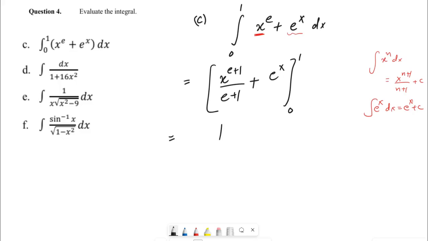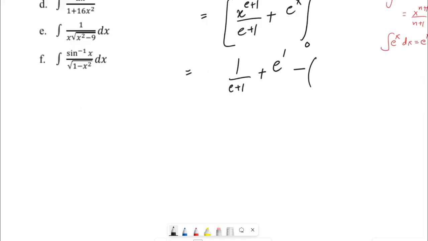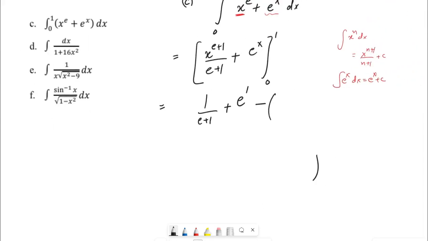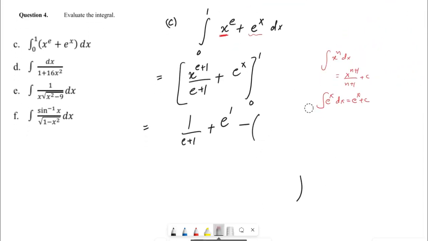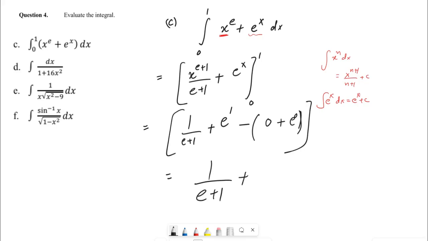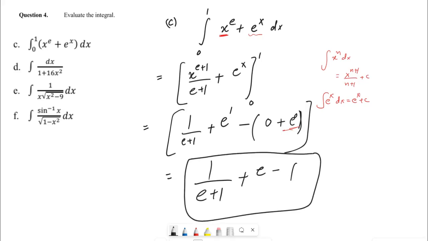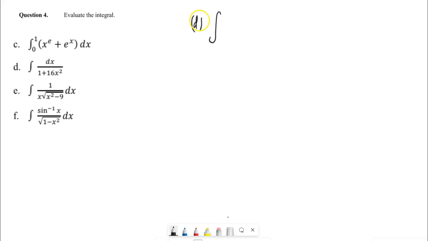Put 1 in there. 1 to the power of anything is 1, divided by e plus 1, plus e to the power 1, minus, when I put 0, 0 to the power of anything is 0, plus e to the power 0 is 1. So we have 1 by e plus 1 plus e minus e to the power 0, which is just 1. That is your answer.